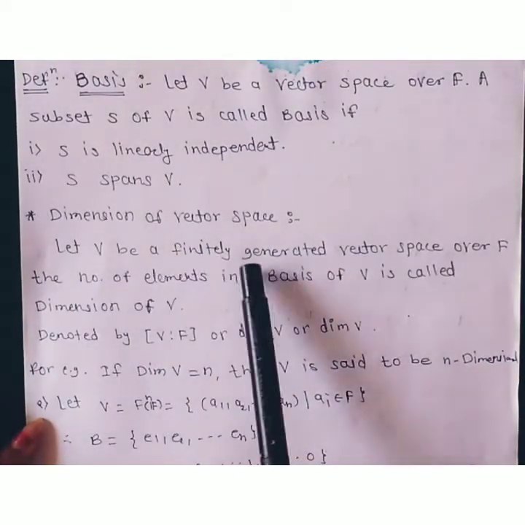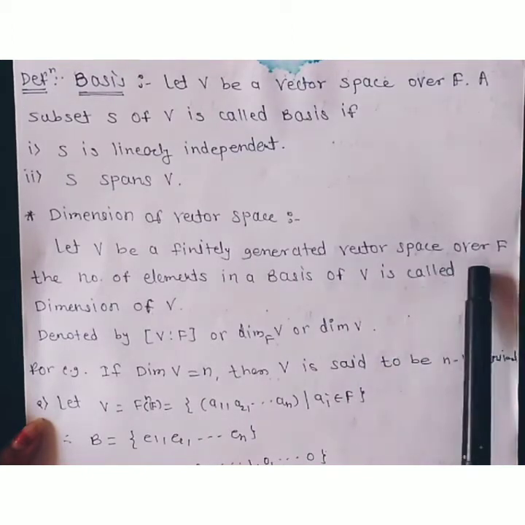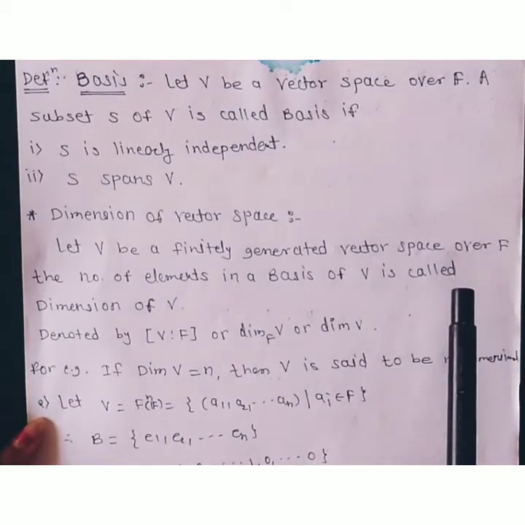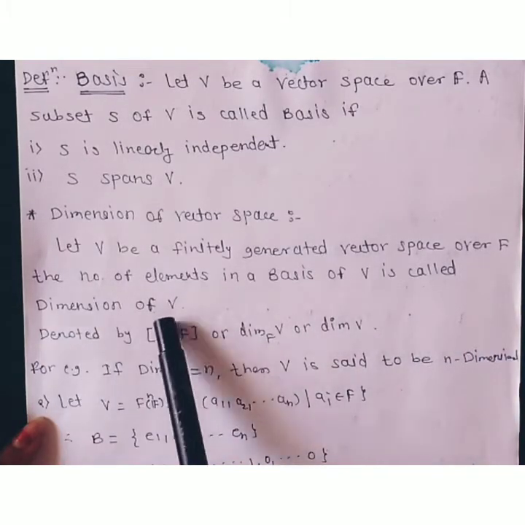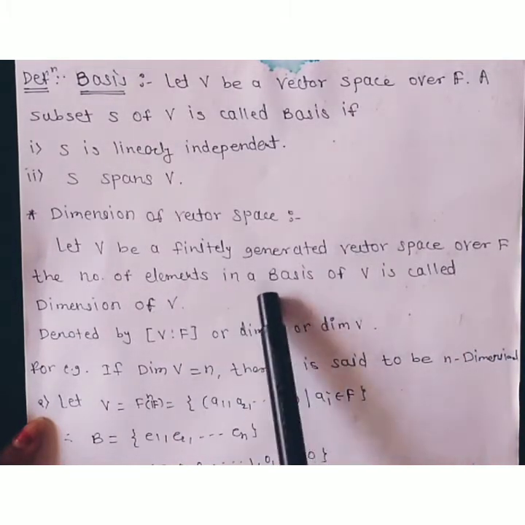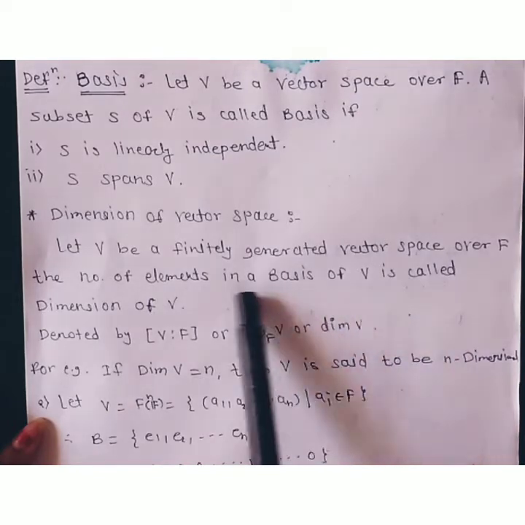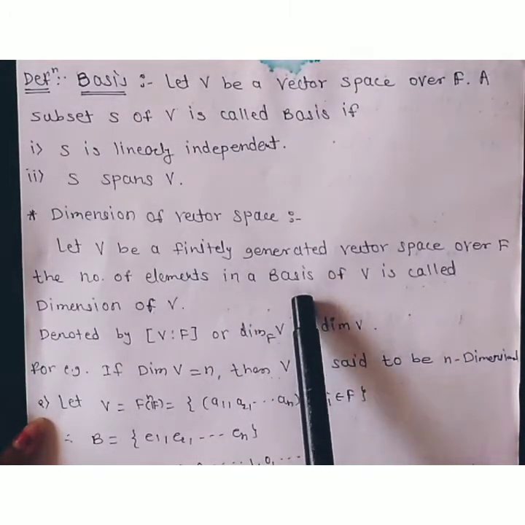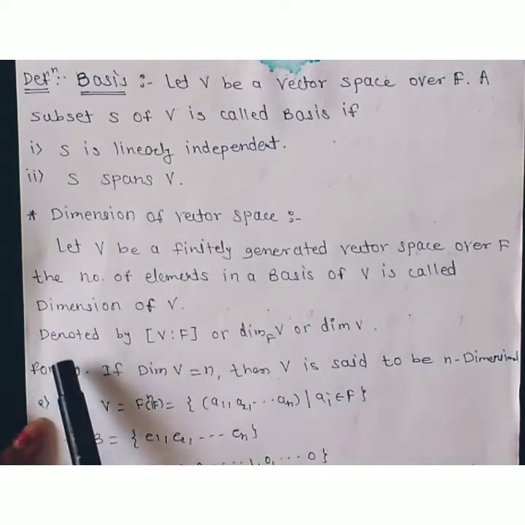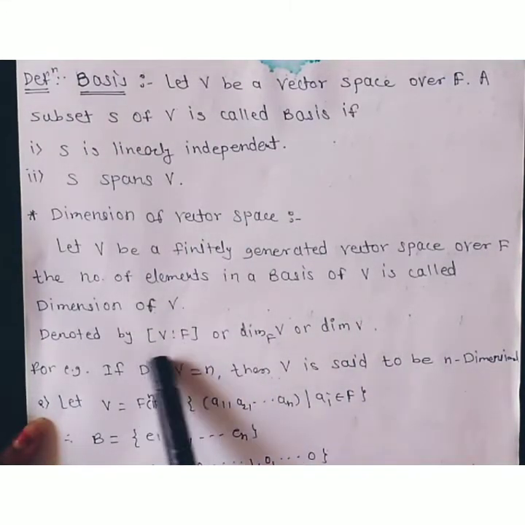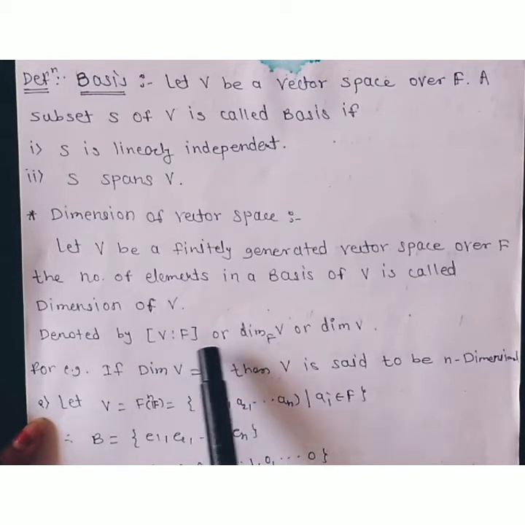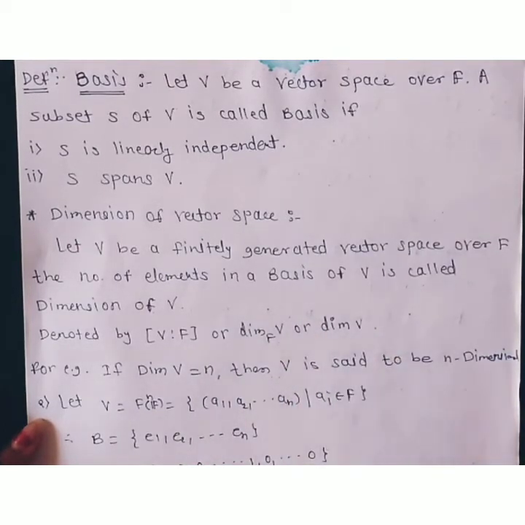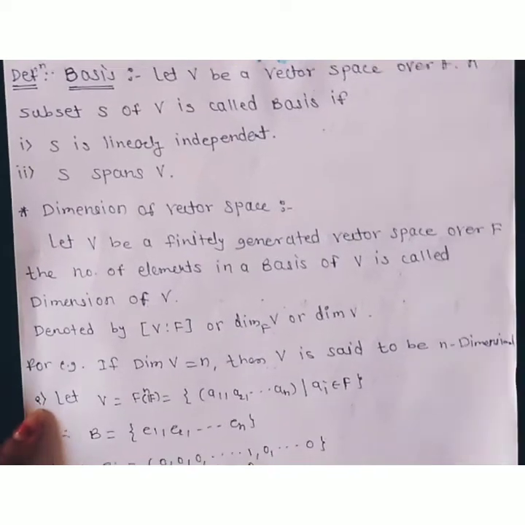Let V be a finitely generated vector space over F. The number of elements in a basis of V is called the dimension of V. So if we are given any vector space, then find the basis of that vector space, and the number of elements in that basis is said to be the dimension of the vector space. It is denoted by this notation, dim(V over F), or dimension of V over F, or dim V. This is the notation for the dimension of the vector space.